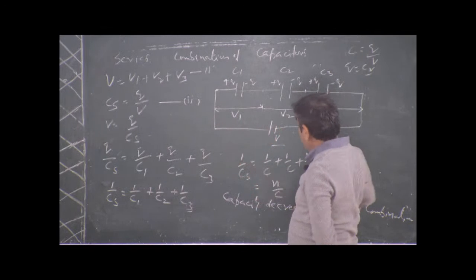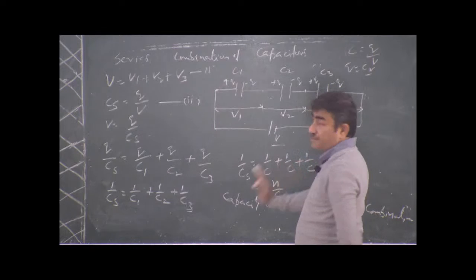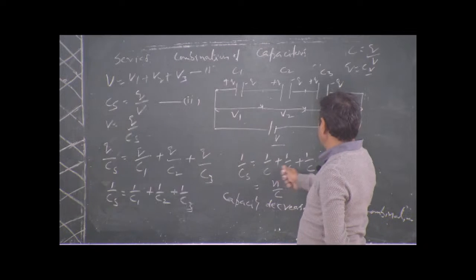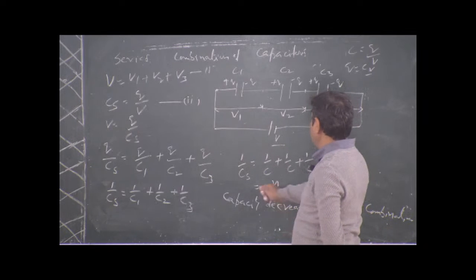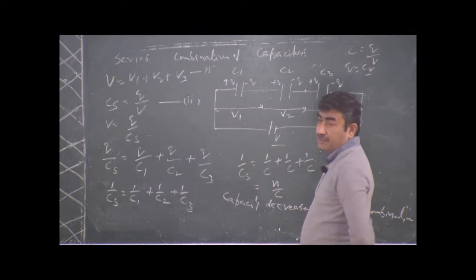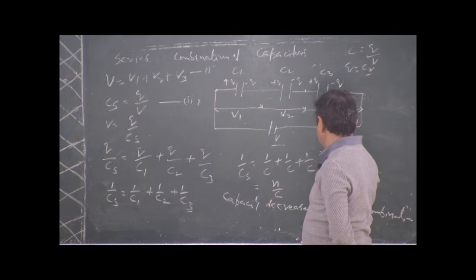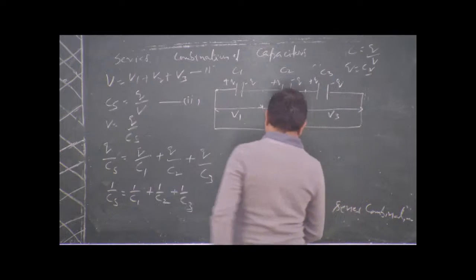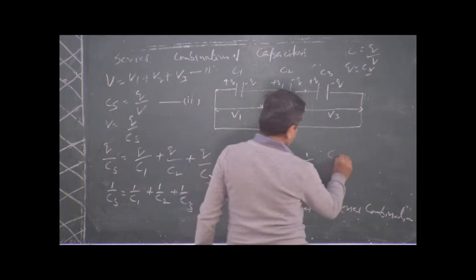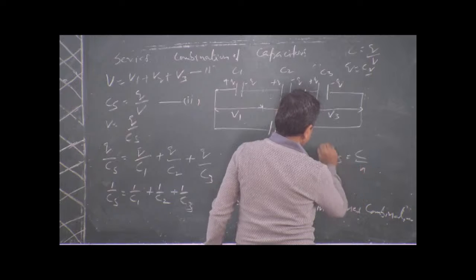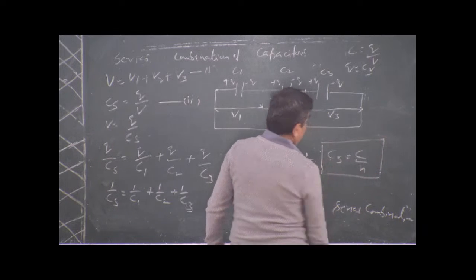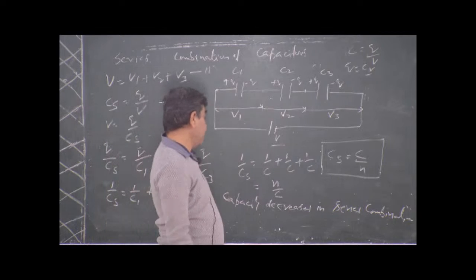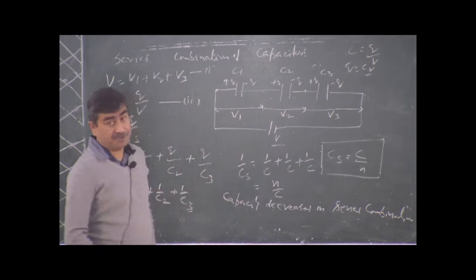If we have n capacitors, each of capacity C, then 1 upon CS will be equal to this, and finally it is equal to n by C. So 1 upon CS is equal to n by C, and CS will be equal to C by n. So capacity decreases in series combination.